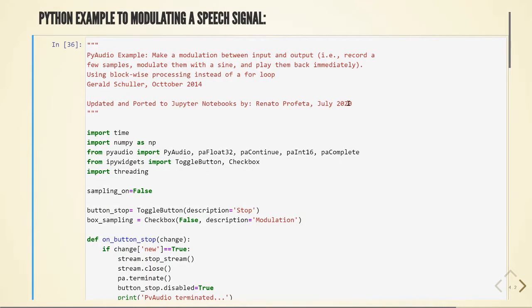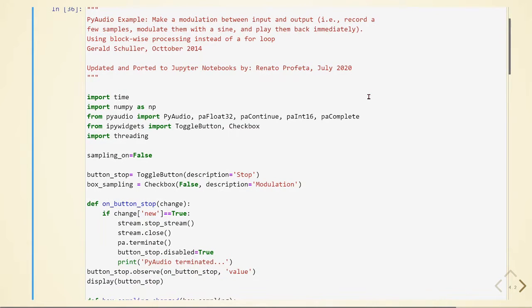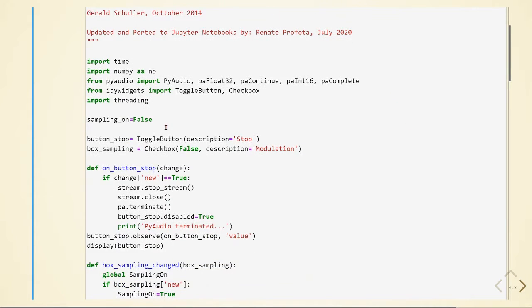Here we have a Python example to modulate a speech signal. In this example and in many other examples, we are going to use PyAudio to handle the audio. As usual, I'm using NumPy for mathematical operations, also SciPy can be used, and I'm using a thread, running things on different threads so we can separate the GUI from our audio processing and we still can access buttons.